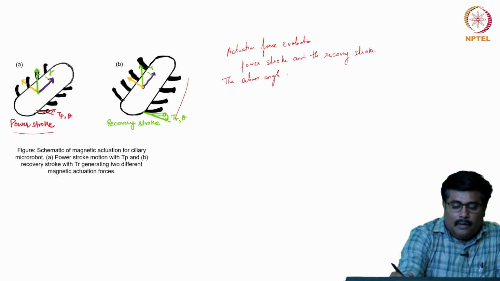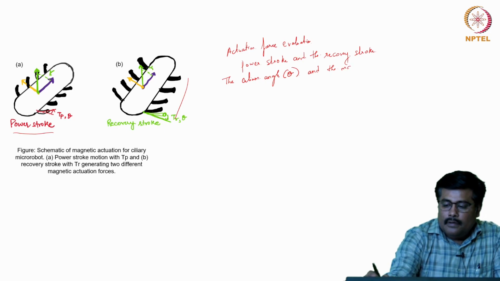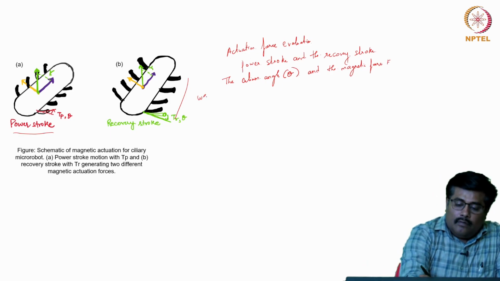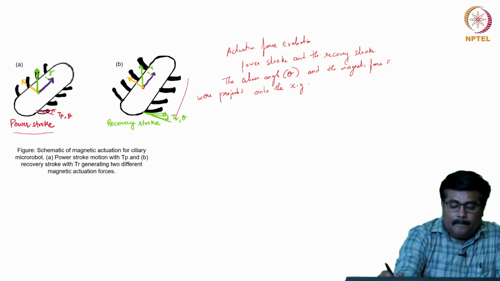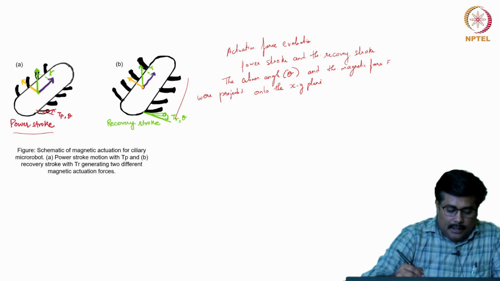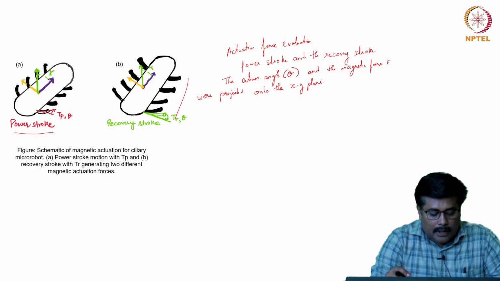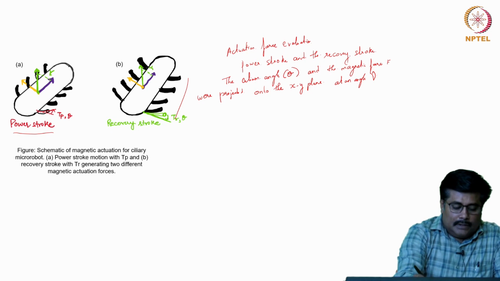So let us consider the cilium angle theta and the magnetic force F projected onto the xy plane to calculate the in-plane translation force in the ciliary micro robot, when an external magnetic field is applied along the long axis of the micro body at an angle with a gradual increase from 0 to 90 degrees.